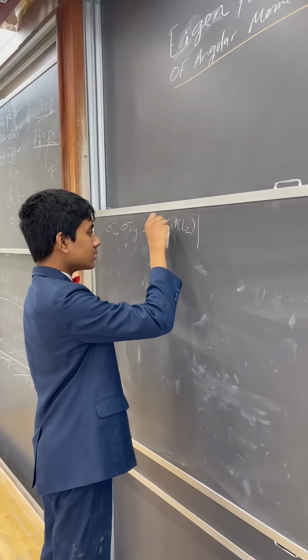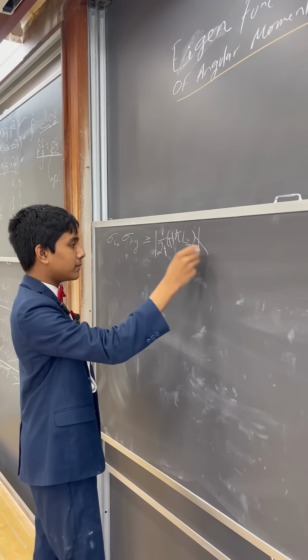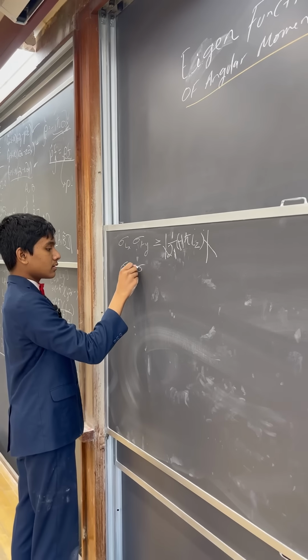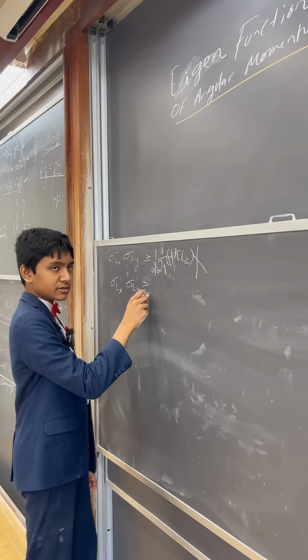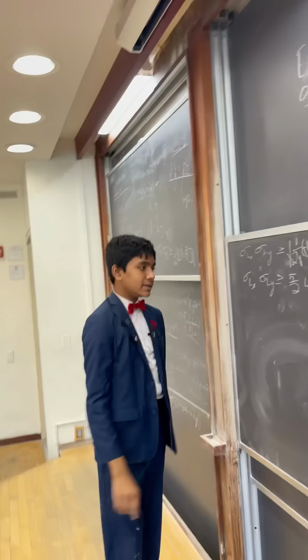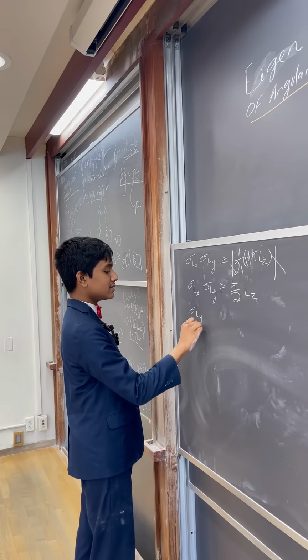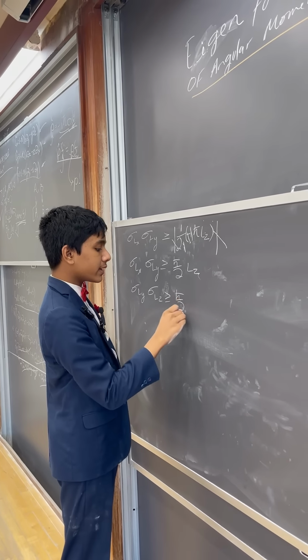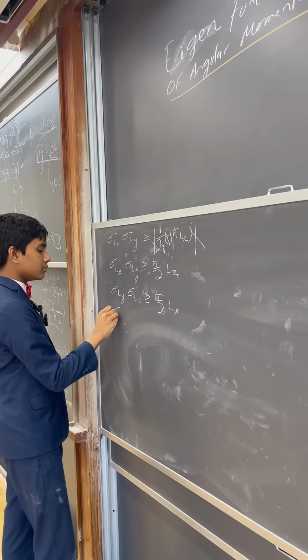LZ. So these two cancel out. This is canceled out by the absolute value. And we get, this has to be greater than or equal to h bar over 2 LZ. And you can probably guess by cyclic permutation that the following is true. And so is the following.